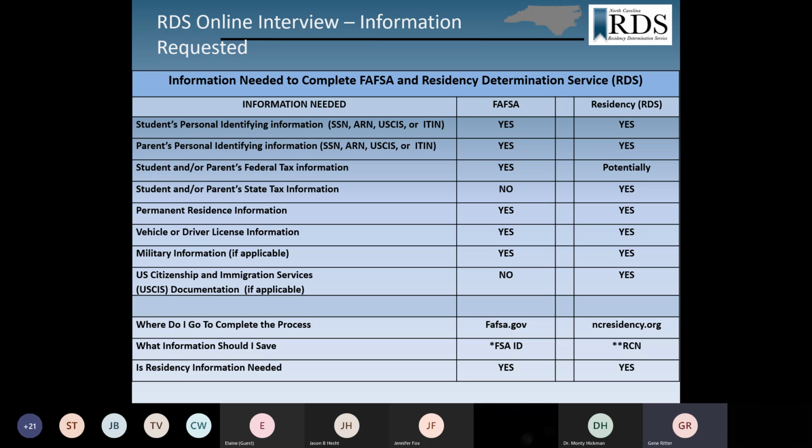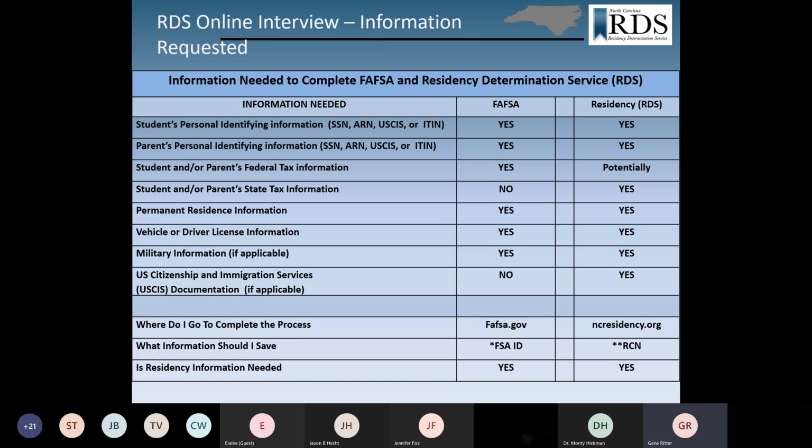Student under age 24. So you've got FAFSA and you have RDS, and there are some similarities, but there are some differences in criteria. It is not hard and fast about 24, but generally we follow the same. We're going to assume at that point you're more likely to be independent.